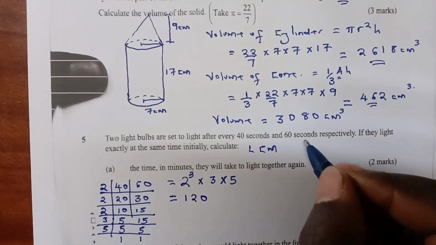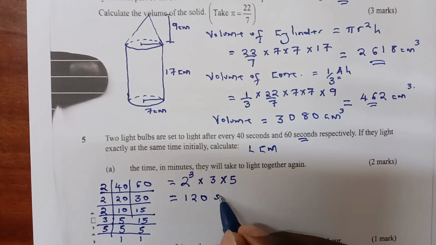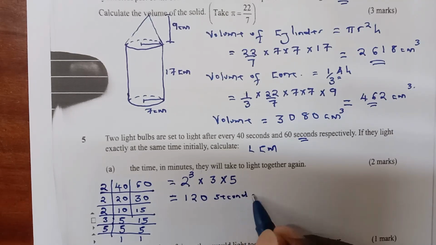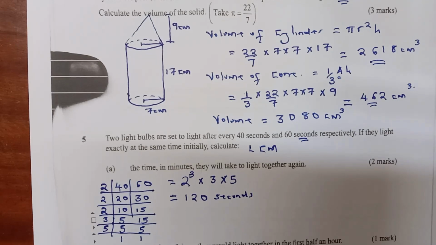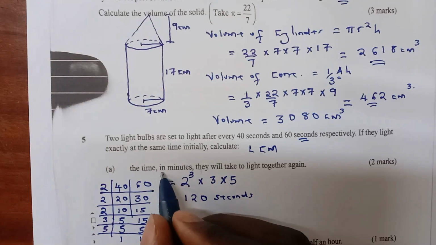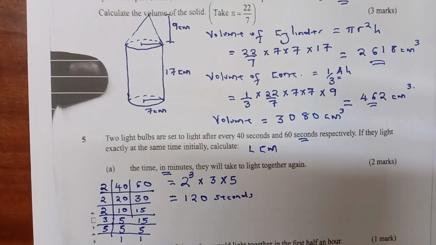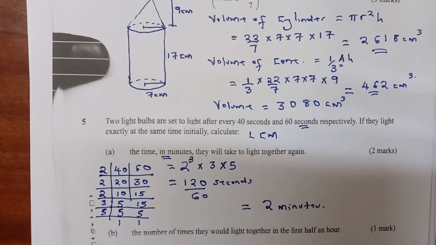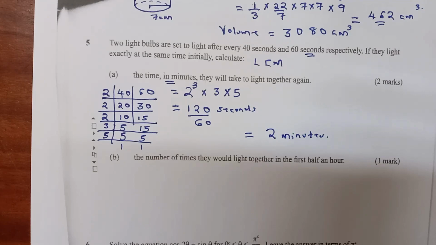And this one gives us the LCM, which is going to be 120. And since they are seconds, it is going to be 120 seconds. These two particular light bulbs will light together after 120 seconds. And since it is time in minutes, divide this one by 60, and you have that they will light together after 2 minutes.